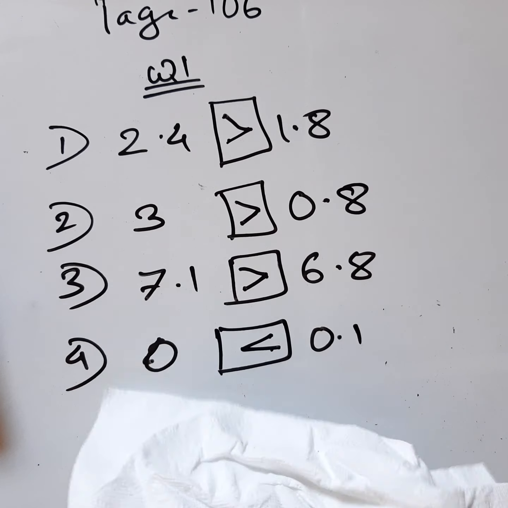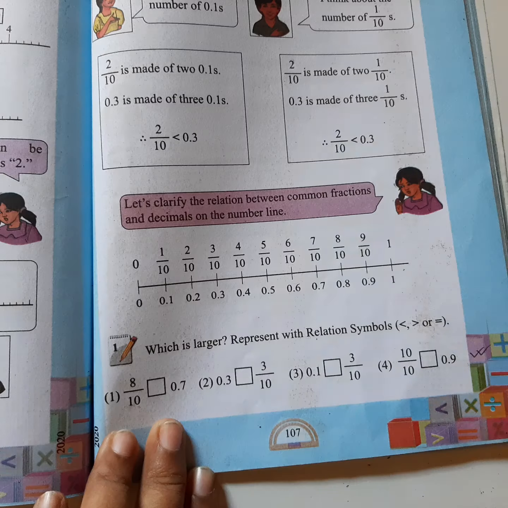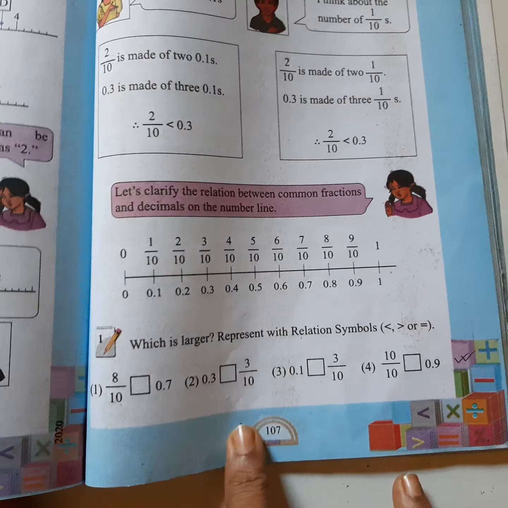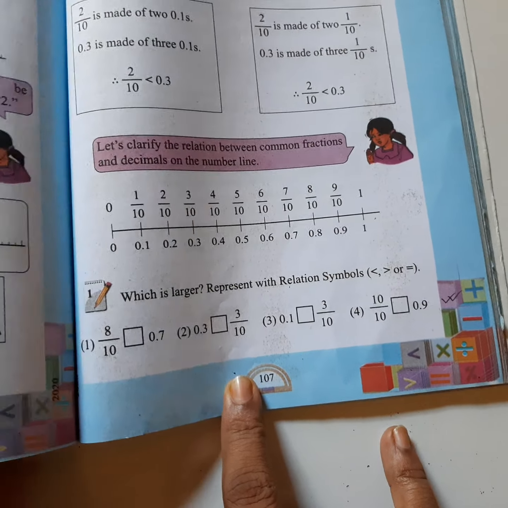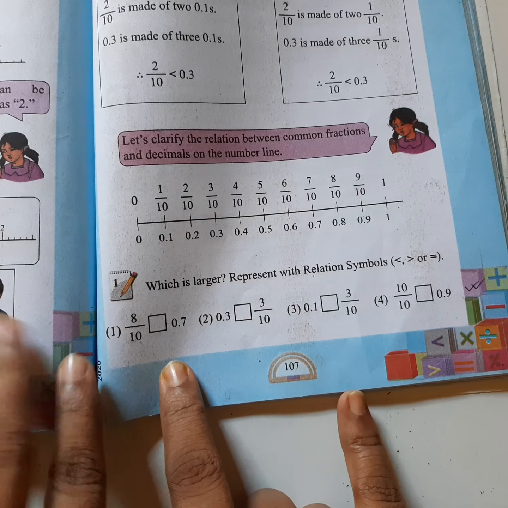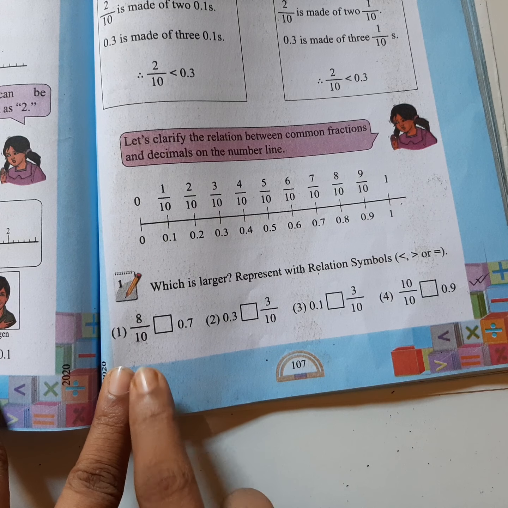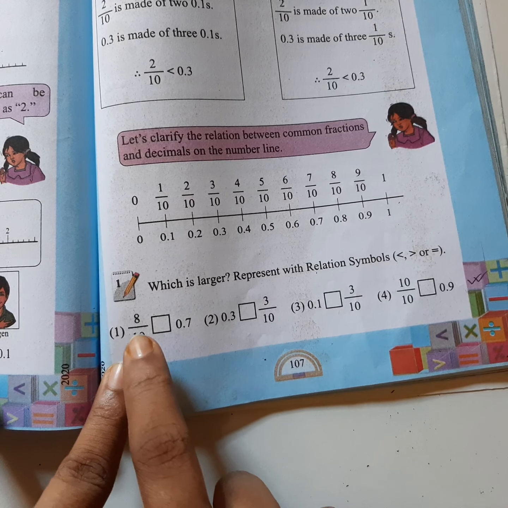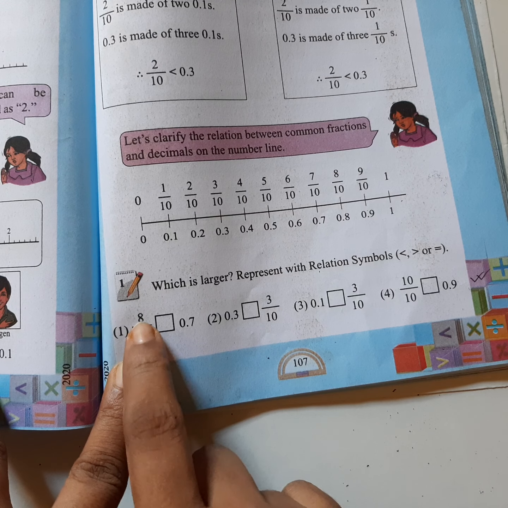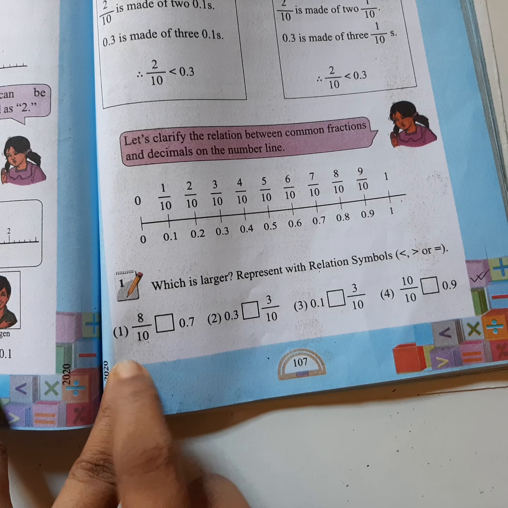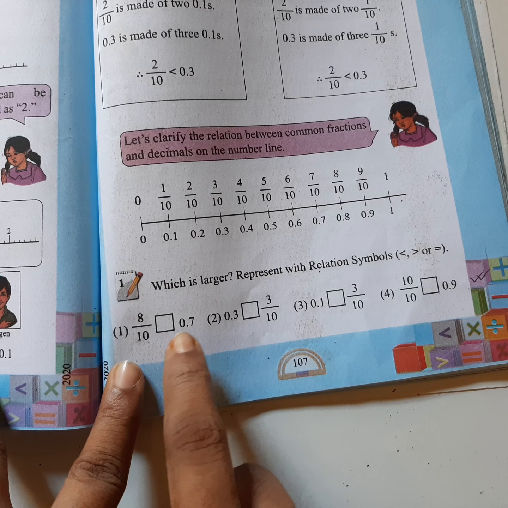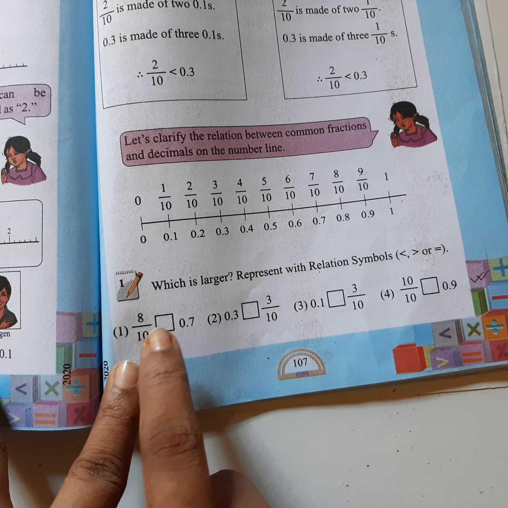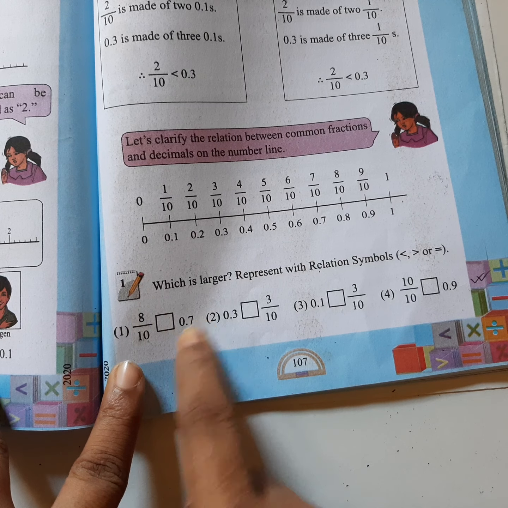Okay, now we are going to go for the next one. You can see the white one from page 107 is again the same thing, but here we are actually comparing two different things. One is a fraction, another is a decimal fraction. Just think about it like this. 8 parts out of 10 parts is 0.8 and there is 0.7. Definitely 0.8 is greater than 0.7. So that would be the sign.